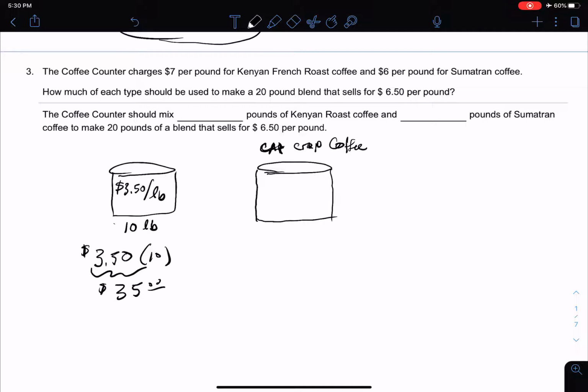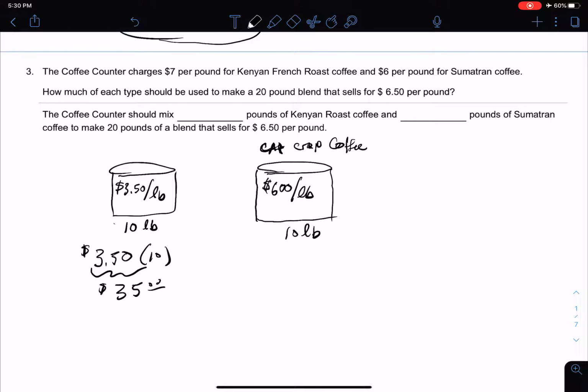I got a little bit of it, and I didn't really see how great it was. But anyways, let's talk about cat crab coffee, which, if you get the good stuff, is $600 per pound. I don't know how you could tell. And let's say we had 10 pounds of this stuff.